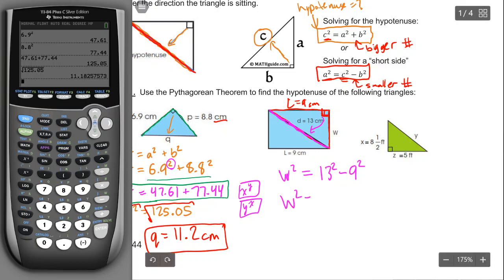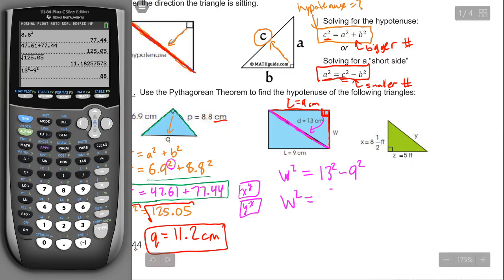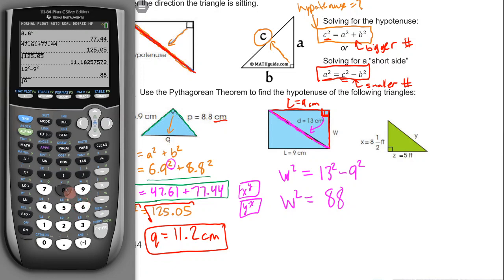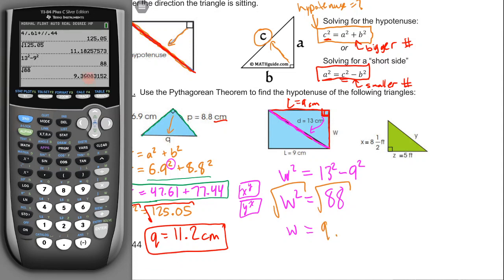So now w squared equals 13 squared minus 9 squared, which is 88. And then I'm going to do second function to get square root. Square root of 88 equals 9.38. I guess I should show the work I did there. I square rooted both sides. So my width is 9.38. The 8 rounds us up to a 4. So 9.4, and our units again are centimeters.